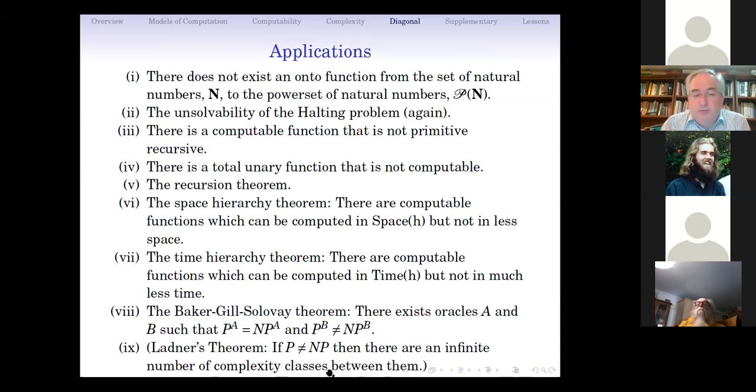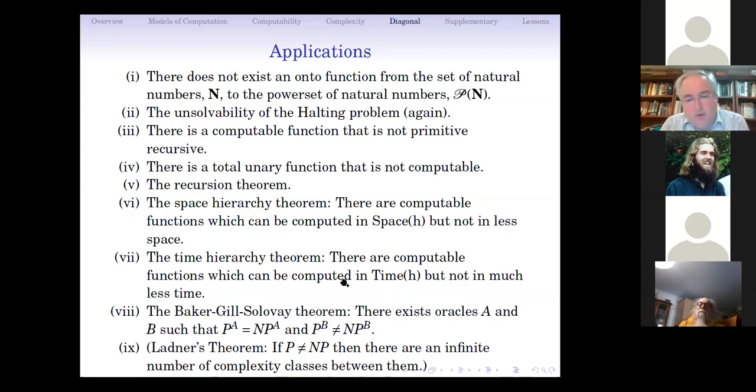So here are some results of this diagonalization in complexity theory. There's a space hierarchy theorem, which says that there are computable functions which can be computed in space H, where H is some function describing the input-output relationship, but not in less than that. So if you give me more space, you can solve more problems. The time hierarchy theorem is slightly more complicated. There are computable functions which can be computed in time H, but not in much less time. The word much is on purpose.